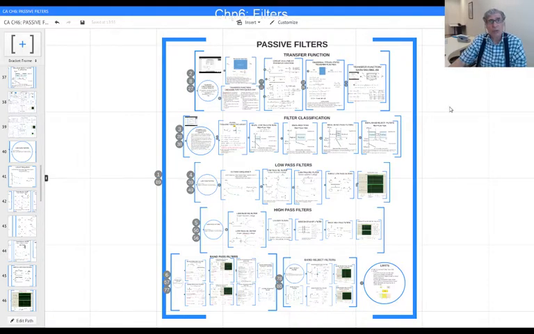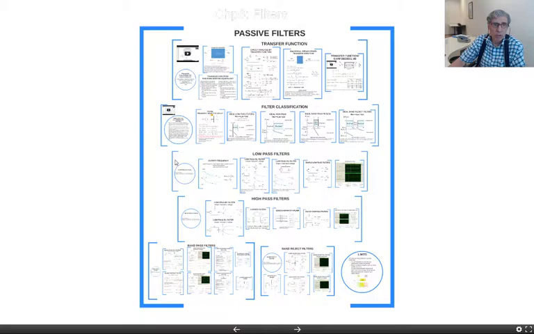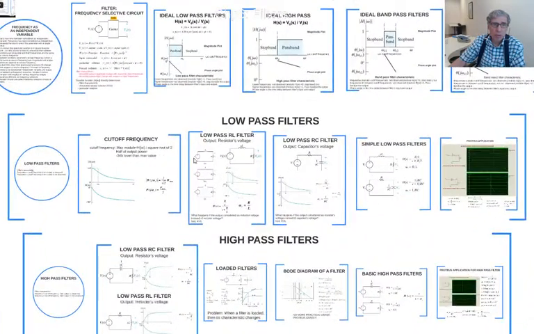Examining passive filters. We examined transfer function and then we did the filter classification. Now we will be examining the low pass filters. Within this subtitle we are going to define cutoff frequency properly, and then we will see low pass filters, RL filters, RC filters.